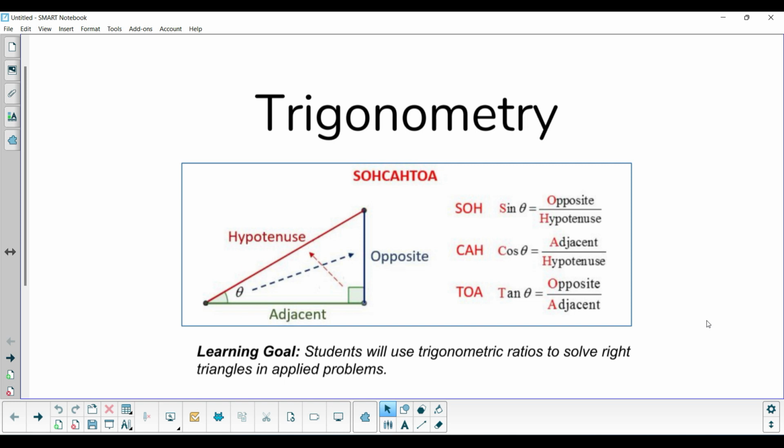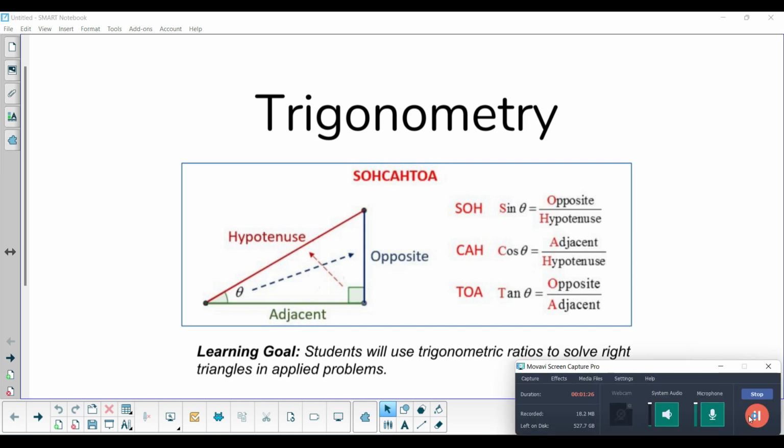Also remember, your calculators when you're working with trigonometry must be on degrees, not in radians. So make sure that you're not making that mistake. So we will talk about that in a second. Okay, so let's get started.